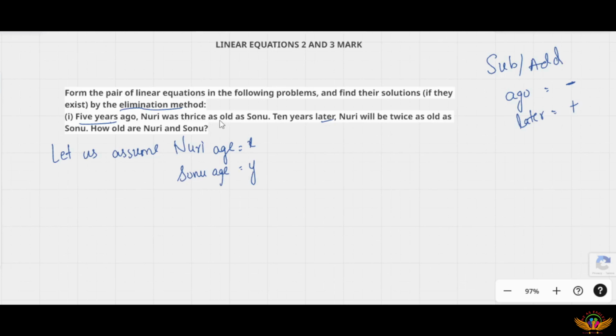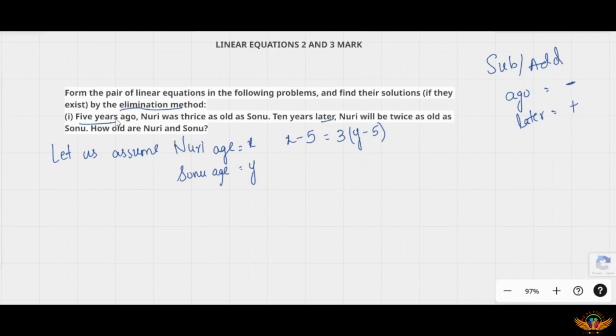Noori was thrice as old as Sonu. Noori's age is what? x. How many years ago? Ago means minus 5 years. So x minus 5. 5 years ago, Noori's age was thrice as old as Sonu. Thrice means 3 times Sonu's age. How many years ago? 5 years ago.